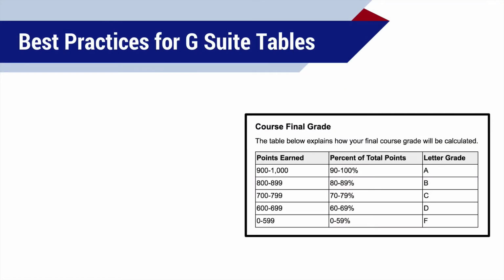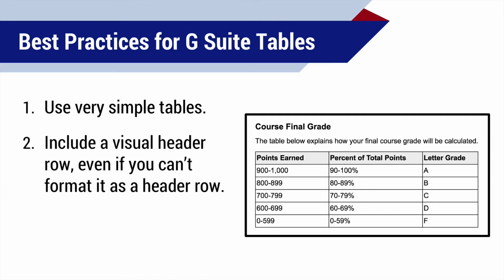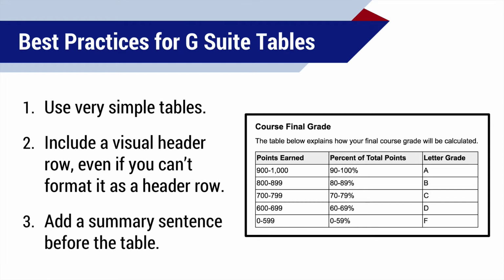To make your content as accessible as possible within G Suite, keep the following 3 tips in mind. First, stick with short, simple tables that will be as easy as possible to navigate with a screen reader. Second, you should still include a visual header row with text summarizing the content of each column, even if you can't also add formatting to mark it as a header row. And third, add a sentence before each table that summarizes the content it contains. This can't fully replace the functionality of alt text, but it serves a similar purpose. And it can also help anyone who reads your content, not just screen reader users.